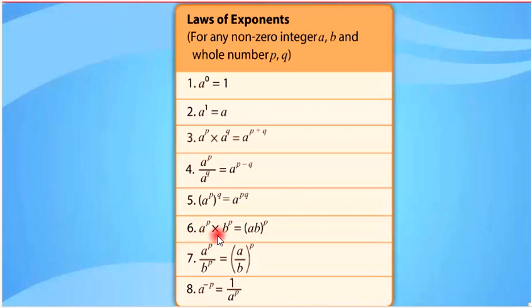A raised to p into b raised to p will be ab raised to p. A raised to p upon b raised to p will be a upon b, the whole thing bracket raised to p. A raised to minus p is equal to 1 upon a raised to p. These are the 8 laws of indices which we are learning in this chapter.